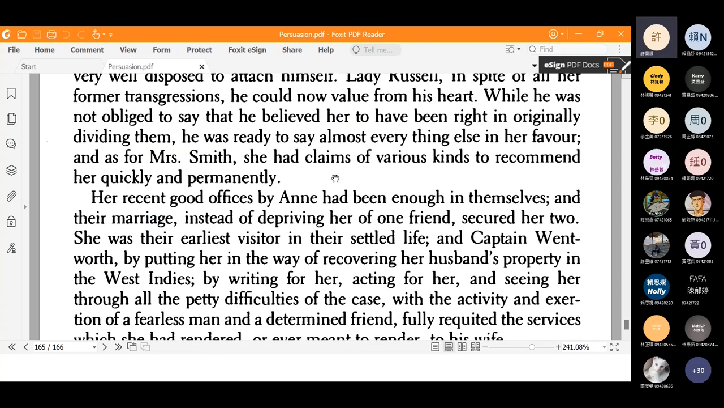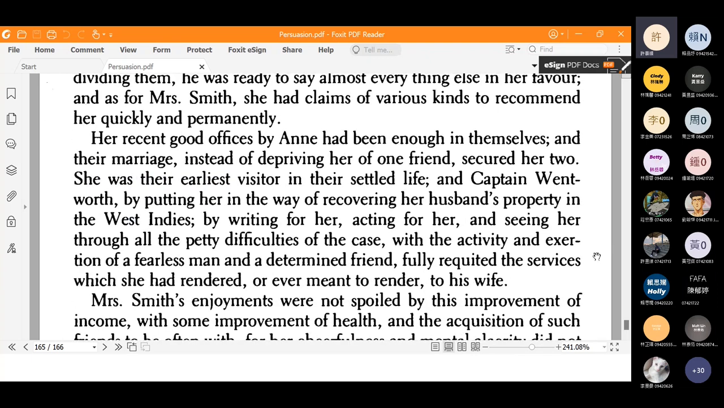Originally, she had said that Mr. Elliot abandoned her, did not help her take care of her debts. 他欠债的部分, Mr. Elliot 没有帮他. Now that Anne has married Wentworth, Wentworth helps Mrs. Smith by writing for her, writing letters, 帮她写信,通信, by acting for her, 当她代理人, and seeing her through all the petty difficulties of the case.